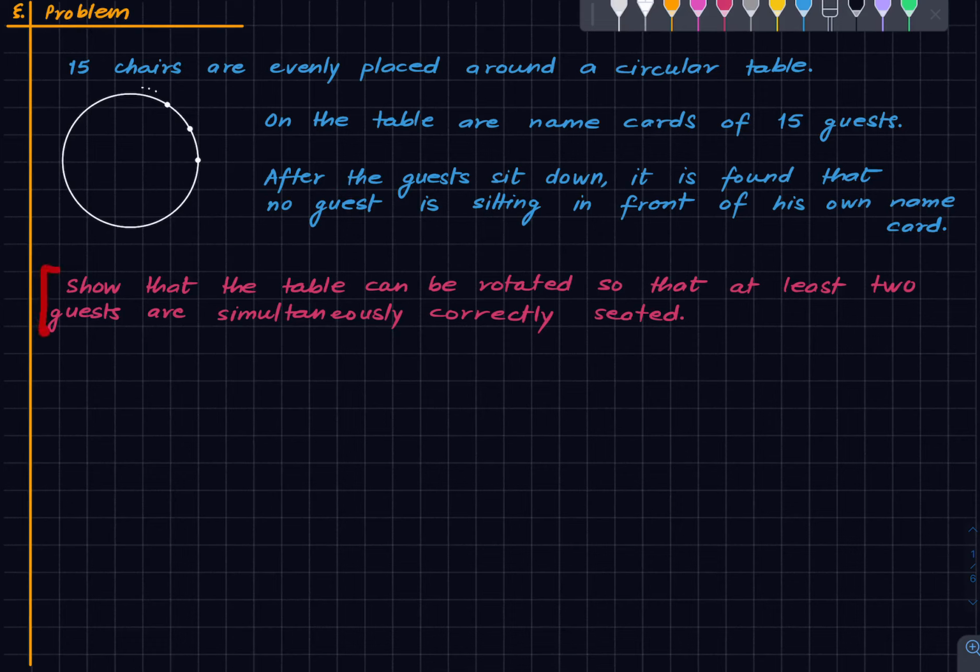We want to show that one can rotate the table so that at least two of the guests are simultaneously correctly seated, meaning simultaneously seated in front of their own name card. So one is allowed to rotate the table by this angle, which is basically 2 pi by 15. So you can rotate by that much, or twice that much, or thrice that much. That rotation is allowed. And we want to show that there is a rotation which gets at least two guests correctly seated.